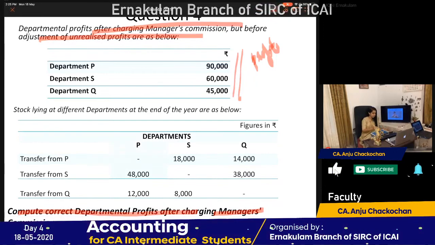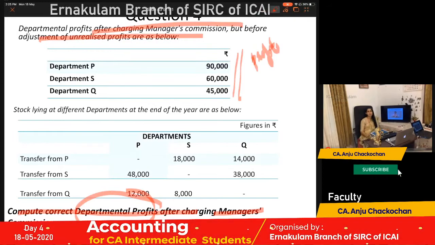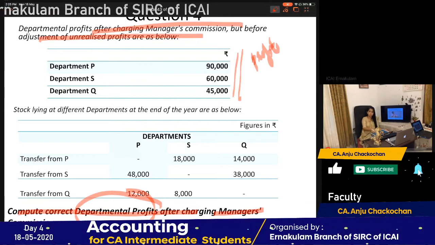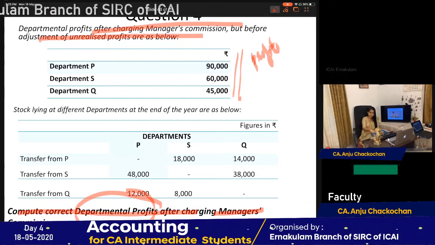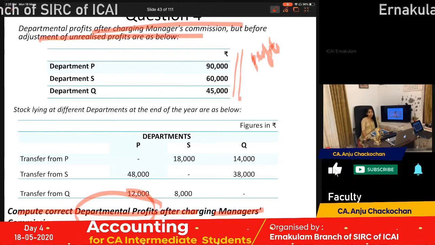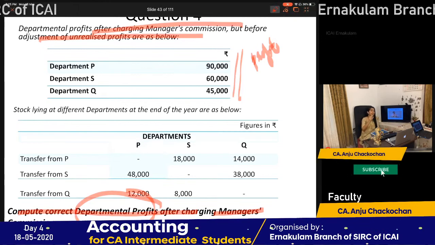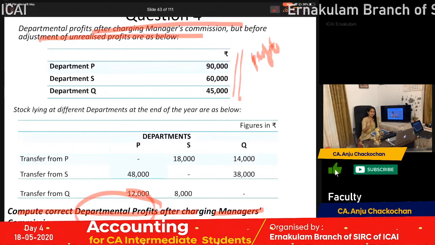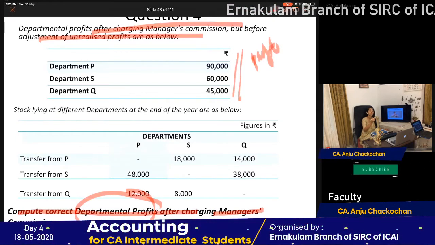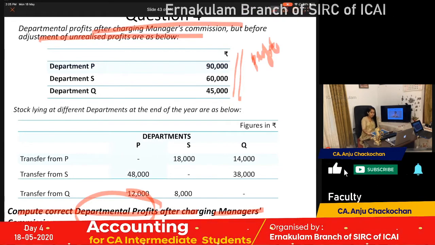Our intention is to compute the correct departmental profits. Aren't the profits already given? Yes, for department P it is given as 90,000, for department S it is 60,000, and for department Q the answer is given as 45,000. But even in this, the managers are entitled to a commission of 10%. That is reduced, but each department has forgotten to compute an amount of unrealized profit. Listen here.